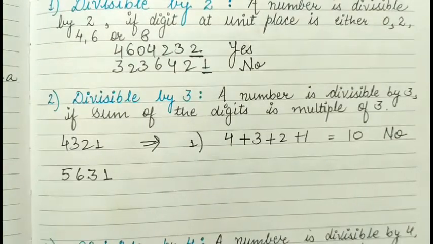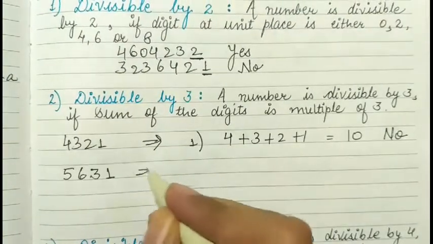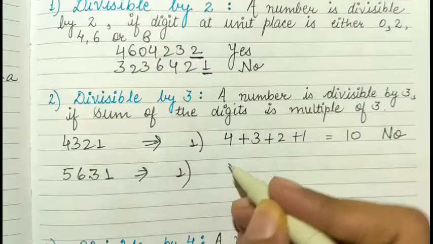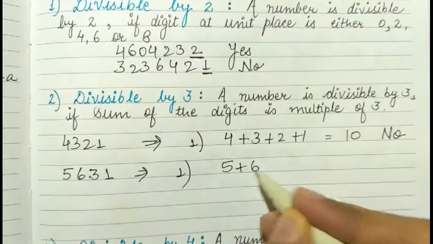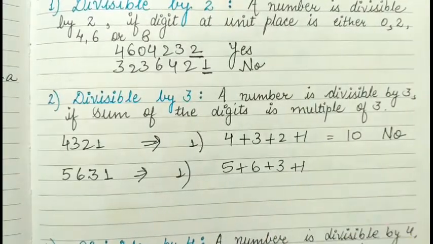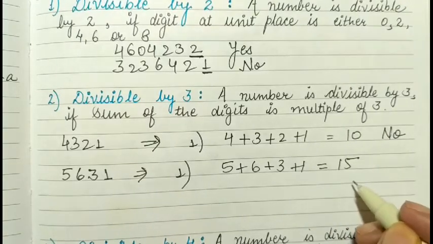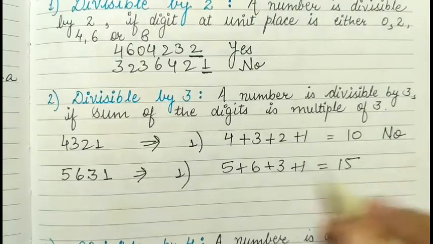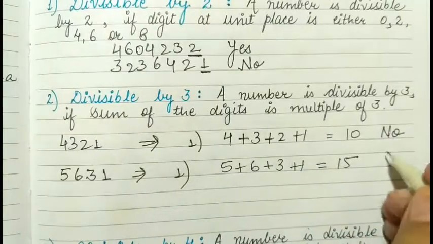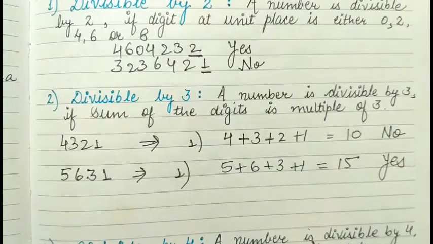Now let's take another number, 5631. First step will be adding. So on adding, it will become 5 plus 6 plus 3 plus 1. It will sum up to 15. 15 is a multiple of 3. So 5631 is also divisible by 3.